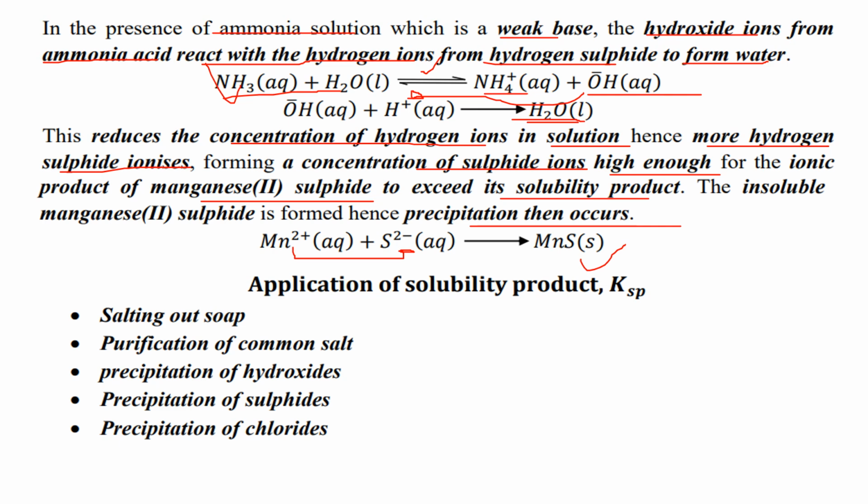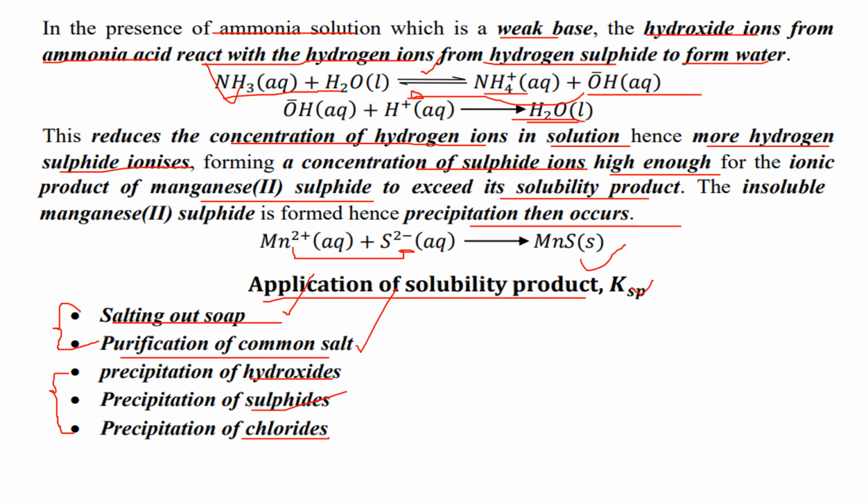Now here, we are going to look at applications of solubility products as the final part. So we are going to be looking at the sorting out of soap. Solubility product can be applied in sorting out of soap, as we explained before. It can be applied in purification of common salt, as we gave an explanation of before. We have looked at this under common ion effect. And then the other ones are precipitation of hydroxides, precipitation of sulfides and precipitation of chlorides, as we have looked at these under complex ion formation.